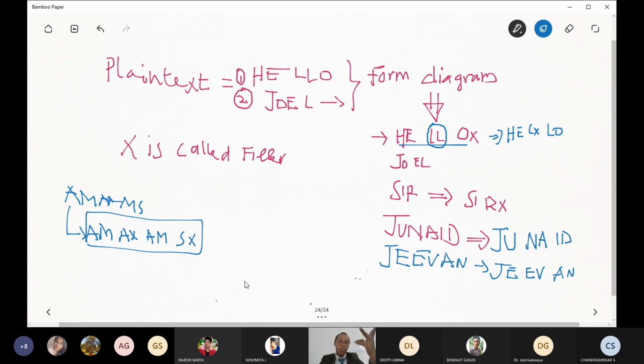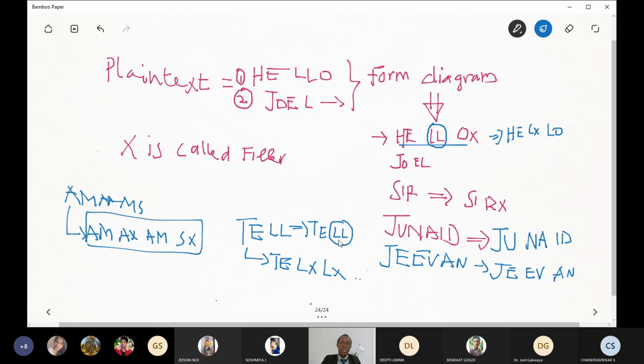Now point number 2. This was about plain text. Sir, take the example of hell, H-E-L-L. Tell will be T-E-L-X-L-X. You get it? This is how it will be. Because if you make a digraph, it will be T-E, L-L, and this is wrong. It has to be separated by a filler LX, and then you have another X as a filler. Good thing to ask.